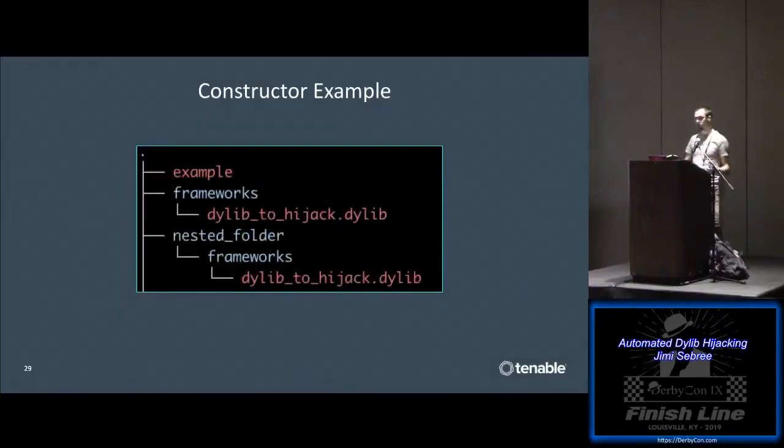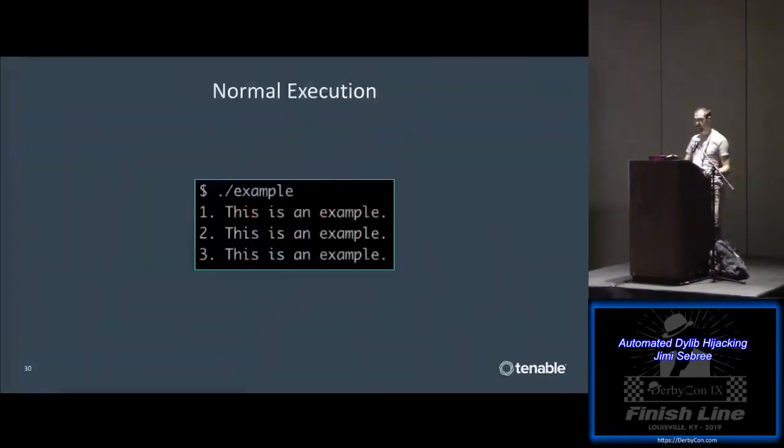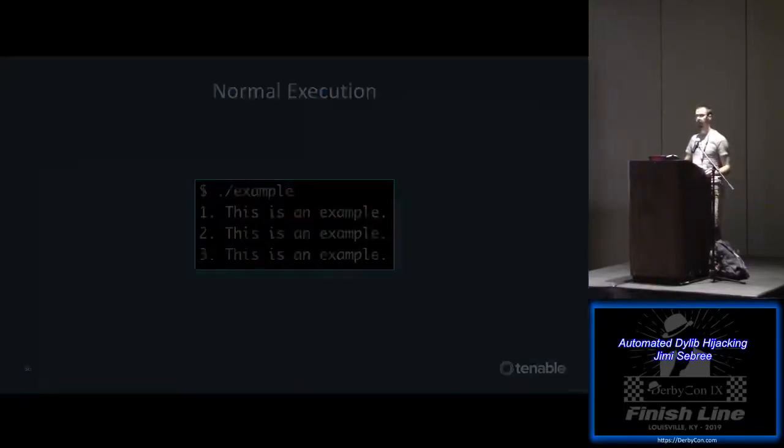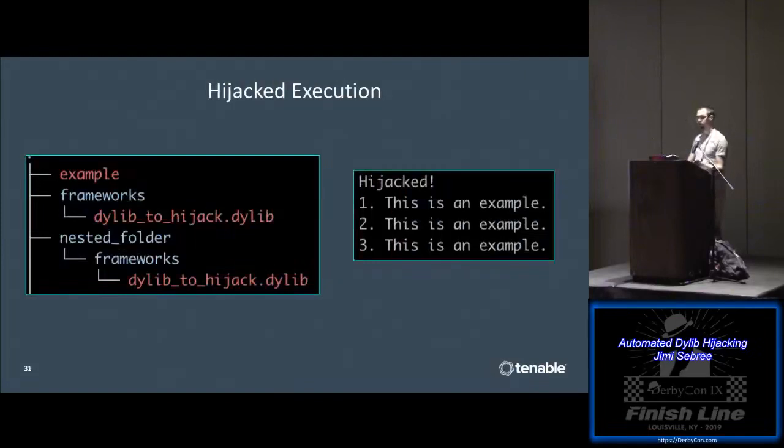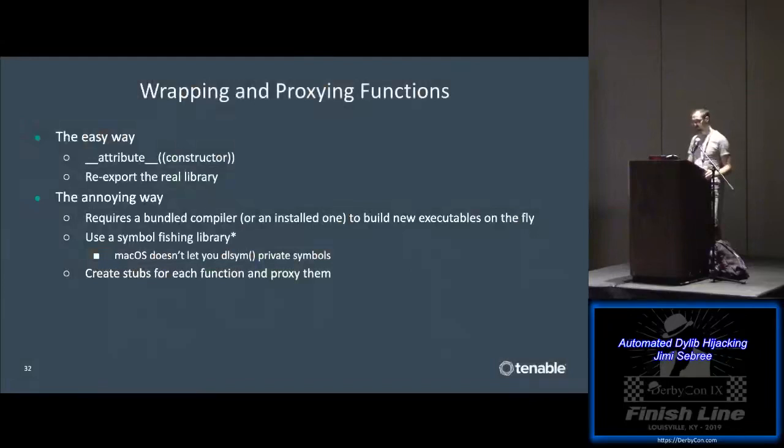So under normal execution, this is what the application does. Pretty simple. After we've dropped our library at the hijack point, it'll run our hijack code, and then it'll run normal execution. This would crash if we didn't actually re-export the original library. So that's the really easy method to do. You can have a single binary that's very portable and just toss it around and change paths as you need with a tool called install_name_tool.